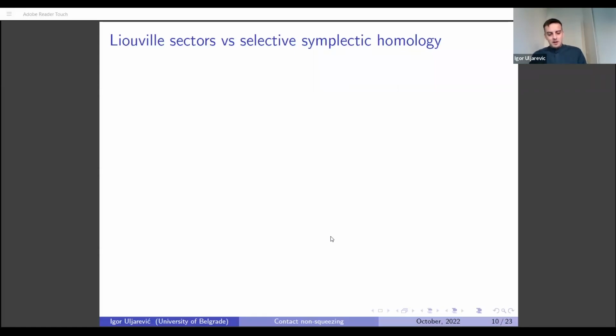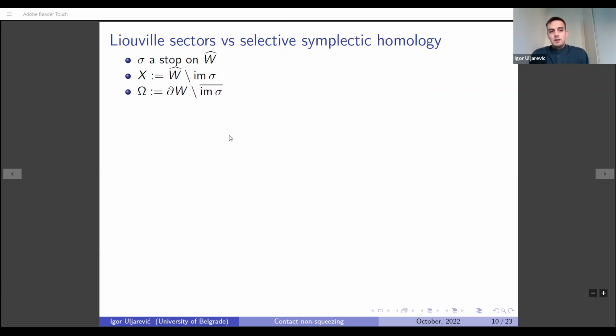So let me now restrict our attention to the case where both selective symplectic homology theory and Liouville sector theory work well. So I will take a Liouville manifold to be the completion of the Liouville domain, and I'll take sigma, a stop on that Liouville domain. I'll take the Liouville sector to be the complement of the image of the stop, and I'll take omega to be the part of the boundary that is not covered by the stop.